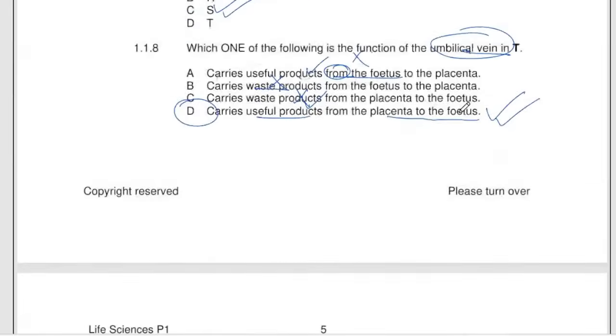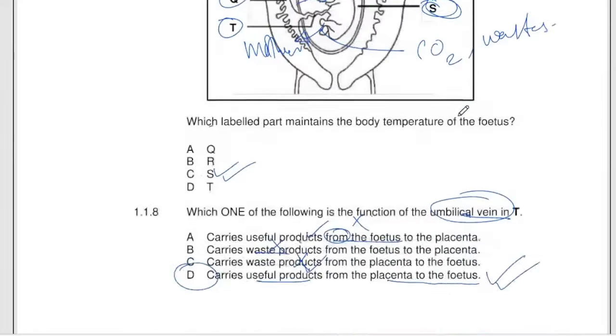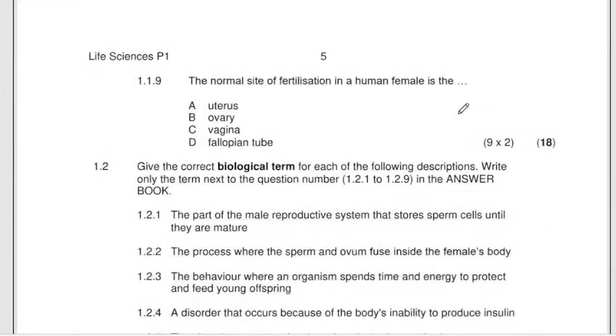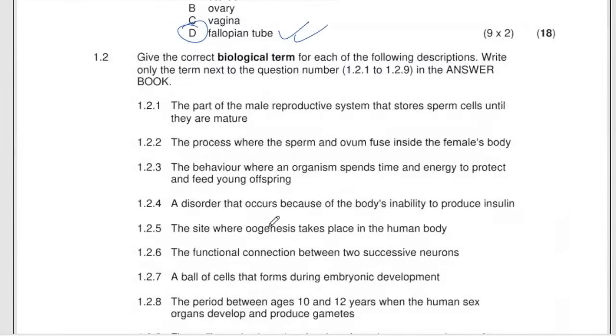Okay, you got the next question. They're saying that the normal site of fertilization in the human female is what? The normal site for fertilization becomes the fallopian tube. The fallopian tube is where the baby develops from. So that is it. Let's go to the next terminologies.